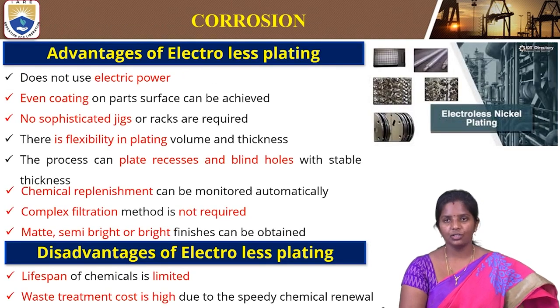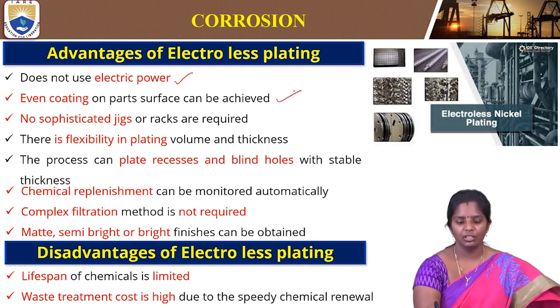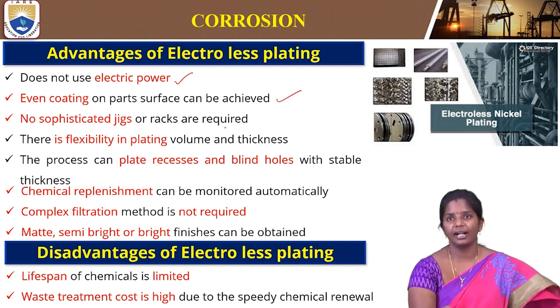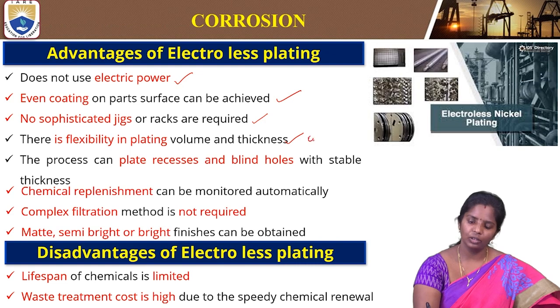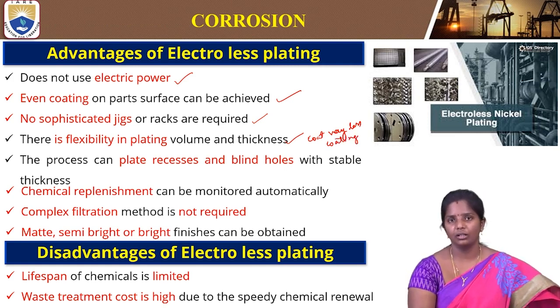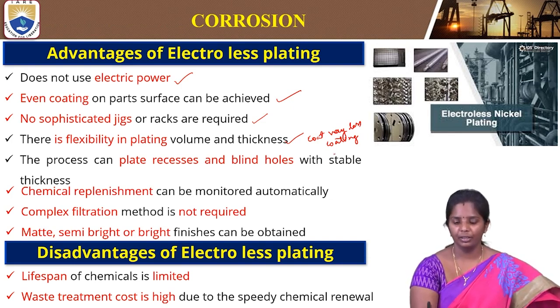So what are the advantages of this electroless plating? It does not use electric power. Even coating on the parts can be achieved. No sophisticated jigs or racks are used. Then flexibility in plating volume and thickness. So we can coat even very less coatings, which is a tedious process in other methods. However, the electroless process can produce even very thin coatings of the metal.